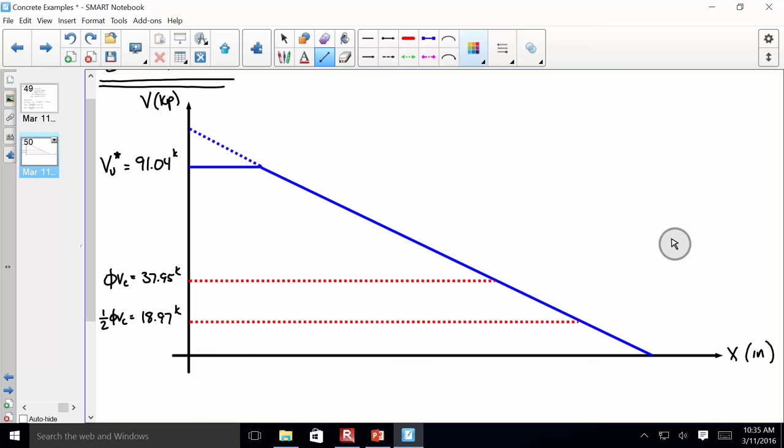All right, while we're filling this in, let's pop quiz something. So this is the y-axis. So this would be a shear of 0. This would be a shear of 18.97, a shear of 37.95, et cetera, right? This is my x-axis. So this is x equals 0. What is this point? What's the x value right here? 120, okay? It's because that's the midspan of the beam. At midspan, it's 0. What's the x value right here?